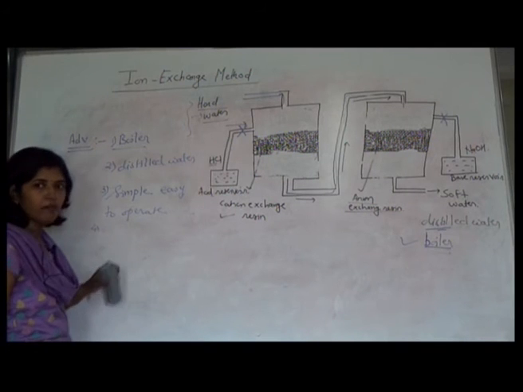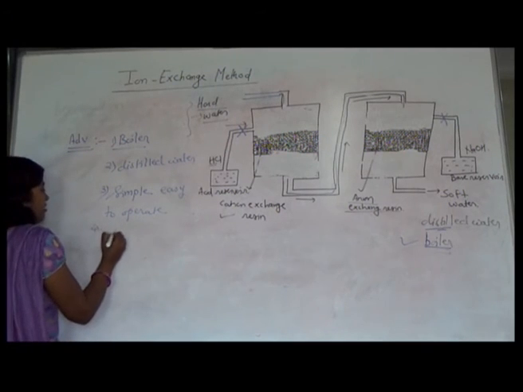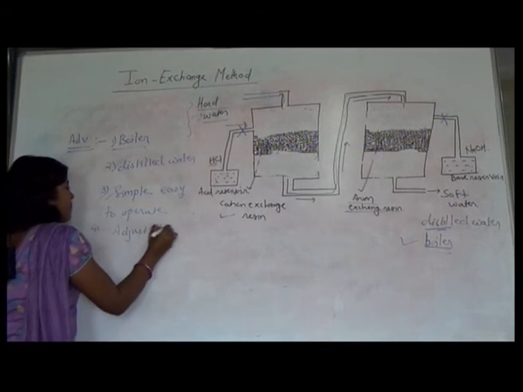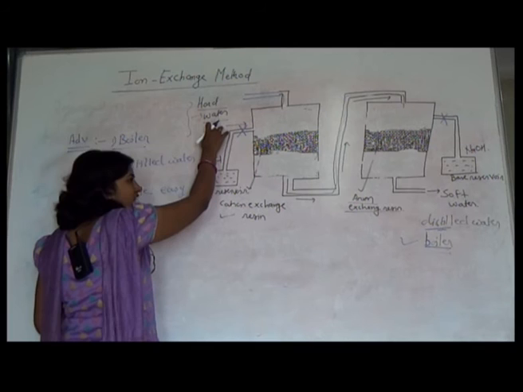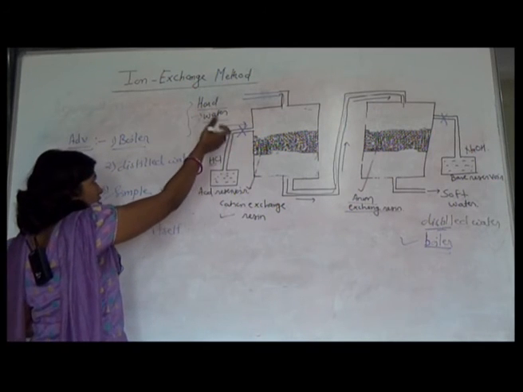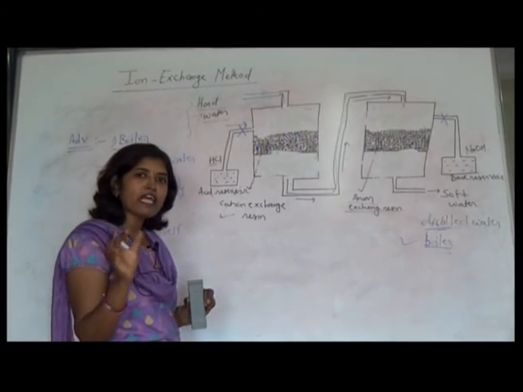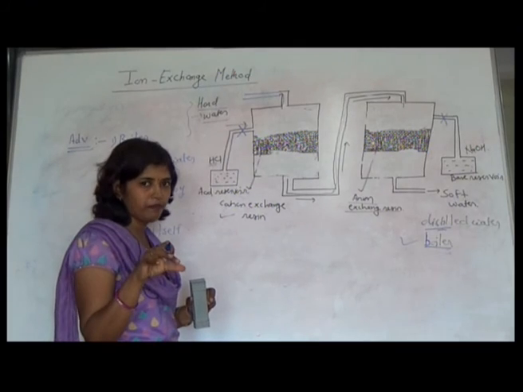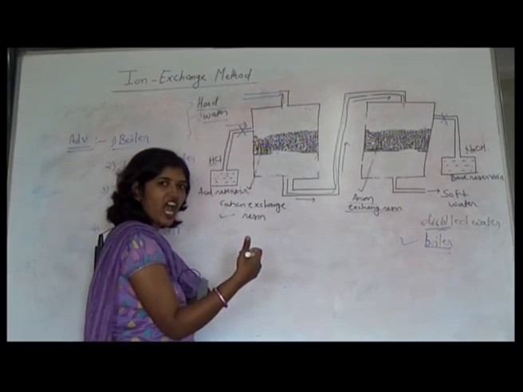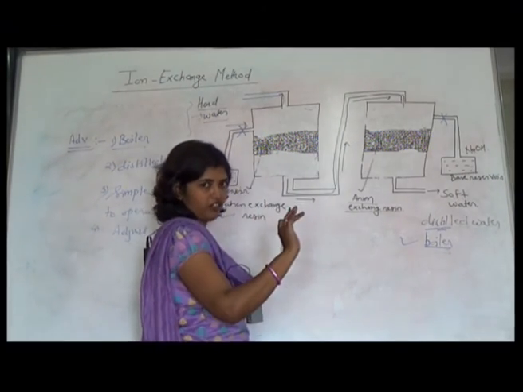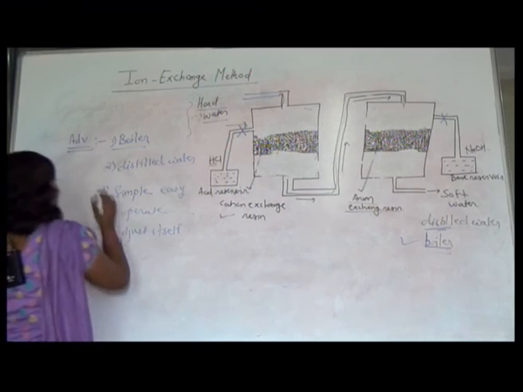Then fourth is, the method adjusts itself on variation in hardness. Means if there is change in the hardness, previously if sometime the hardness is 200 ppm, and for the second batch the hardness is 300 ppm or 500 ppm, that resin adjusts itself on such variation in hardness, and it will proceed its function. It will proceed that softening process. Okay, that is about the advantages.